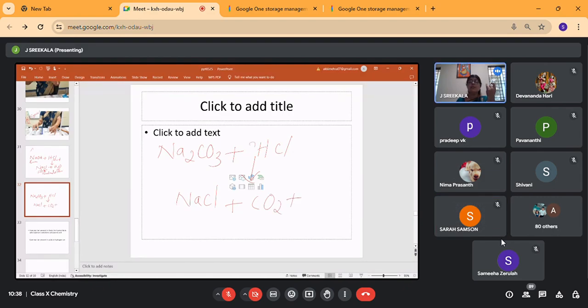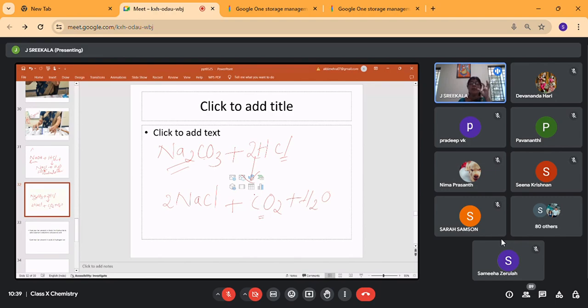Plus, now we see what is left. 2 NaCl. Then CO2. What is left? Hydrogen. CO2 is already present here, so H2O. Yes, H2O. Actually, this is the reaction taking place there.